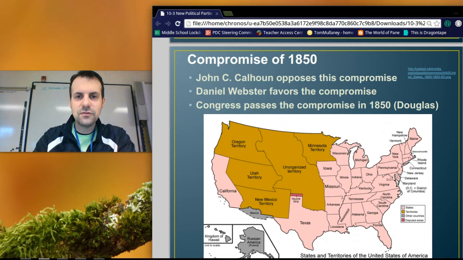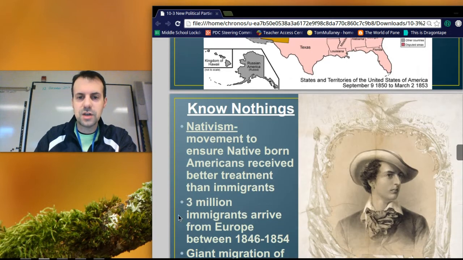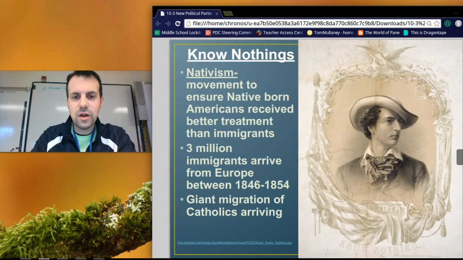What happens in 1850? Calhoun dies. Zachary Taylor dies. The new president, Millard Fillmore, is a Democrat from the South, and he's willing to go along with this. And so Stephen Douglas, who we'll learn about more in a minute, shepherds this through and gets the Compromise of 1850 passed. We have California admitted as a free state, but now these territories, Utah and New Mexico, can decide for themselves. They have popular sovereignty.